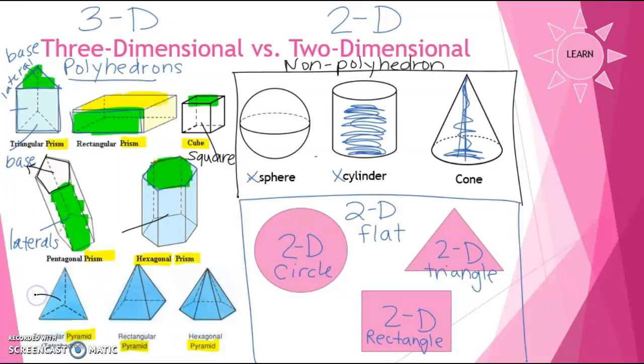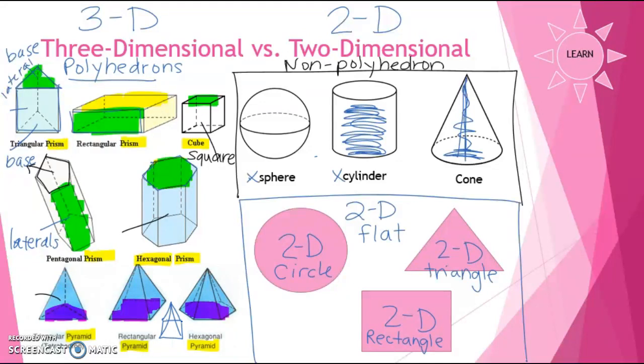And then on a pyramid, we have only one base, and the base could be a rectangle, a hexagon, or a triangle. And you could also have a square, but since a square is a rectangle, that's why you don't really hear us say a square pyramid. And I'm going to try to draw a square pyramid for you here. Okay, that's my little drawing of a square pyramid, the best I can.